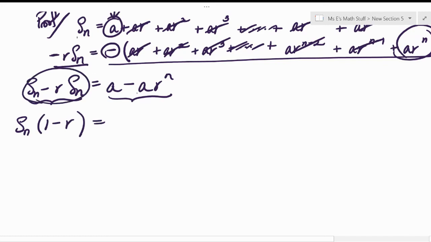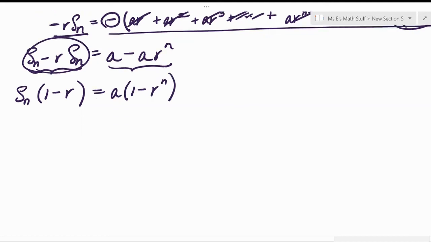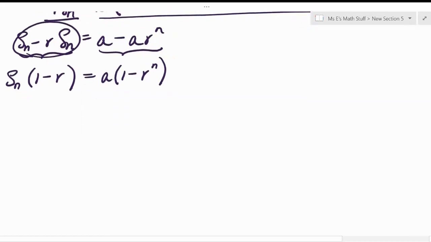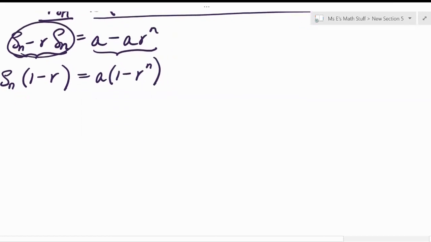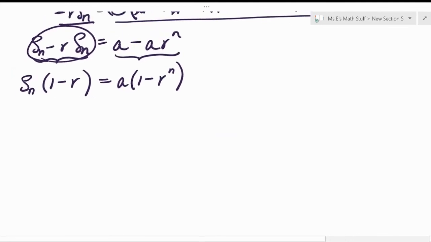And what's the common factor on the right side? Yeah, it's A. And I'd have to multiply A by 1 minus r to the n to get that back. And we're one more move away from the full derivation of that sum formula right there. And all we'd have to do to get S sub n by itself is divide both sides by 1 minus r.